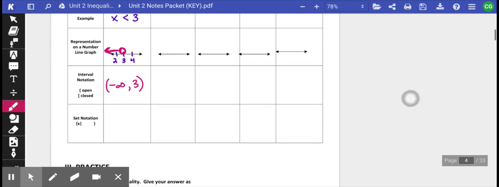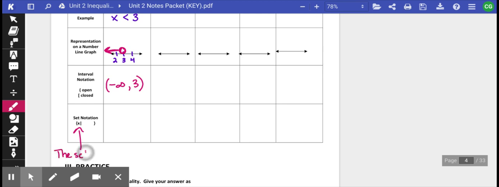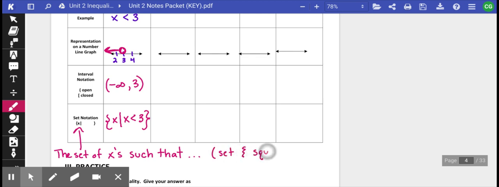Now my set notation here would say the set of x's, and that little line means such that. And then we're going to put something after it. So in this case, I would make these curly French brackets: the set of x's such that x is less than 3. Now I like to remember set notation has the squiggle. All right, so set has the squiggle.